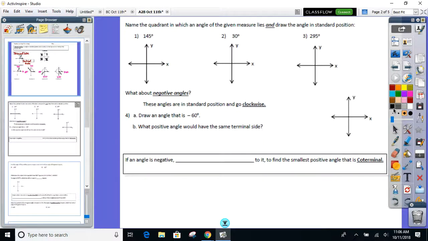So how do I draw it? First, initial side always on the x-axis. Where's the terminal side going to be? Quadrant 2. But I'm not looking for exactness, just be in the ballpark. This is 90, this is 180. Where's 145 closer to, 180 or 90? 180. So make it closer to 180, please. I shouldn't have that as my angle. Obviously incorrect. I'm not looking for preciseness, but be in the ballpark.